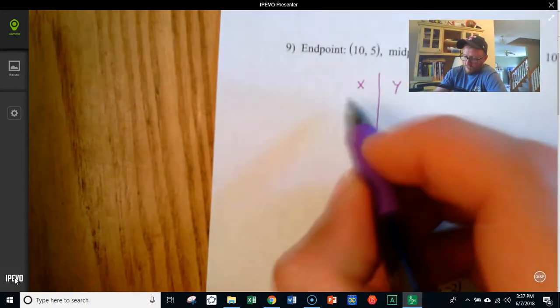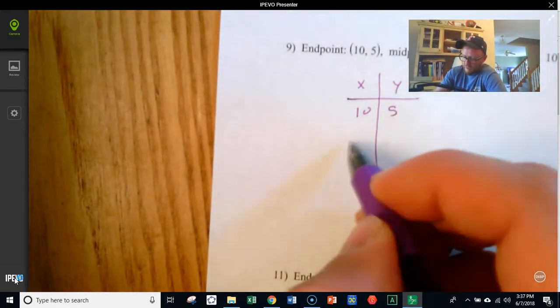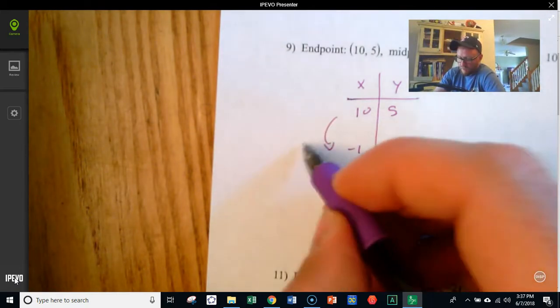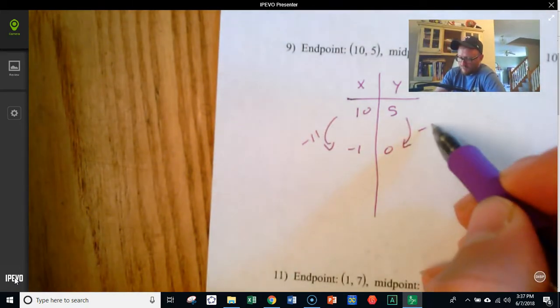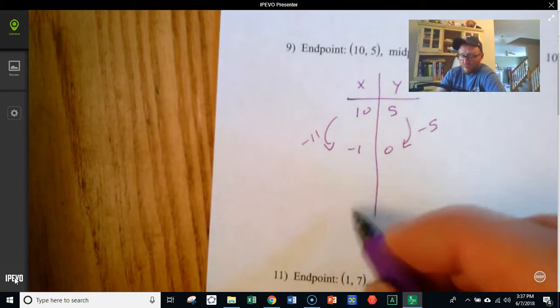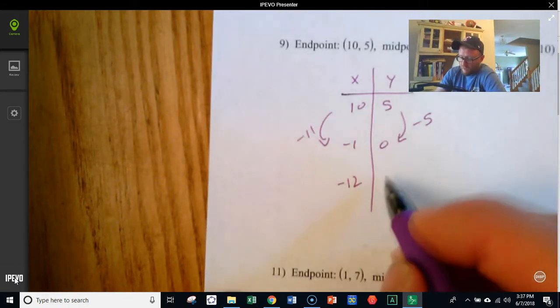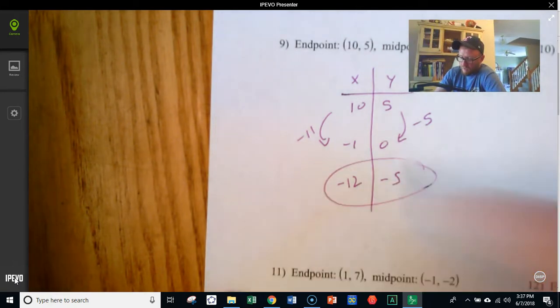All right. We've got 10, 5, and -1, 0. From 10 to -1 is down 11. From 5 to 0 is down 5. Going down another 11 will leave us at -12. Going down another 5 will leave us at -5.